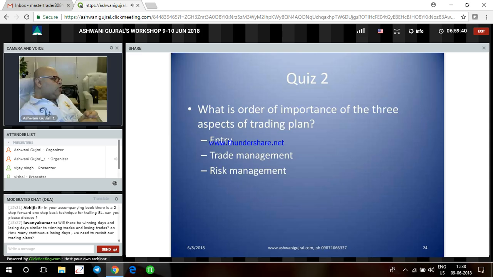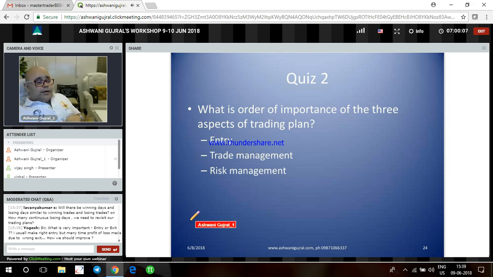Entry is not very important. Yes, important, but not very important. Exits are important. Why? Because on entries you still have 5 or 6 rules and you are not in the market. On exit, you are in the market. The control is of the market. So on exit, I don't think you are in control.